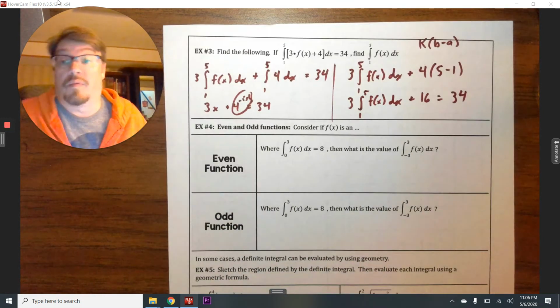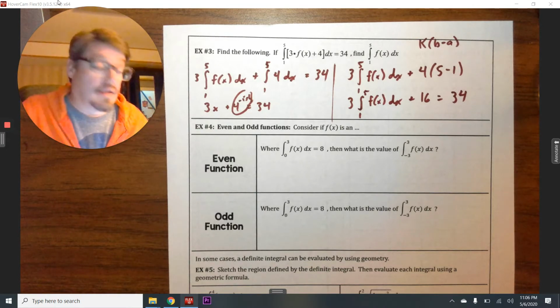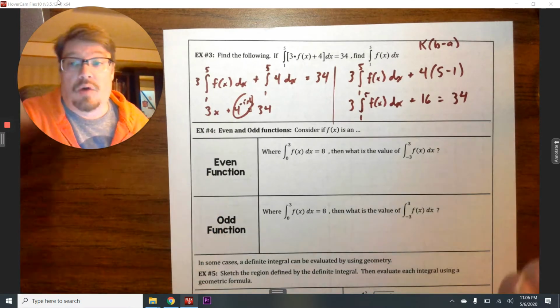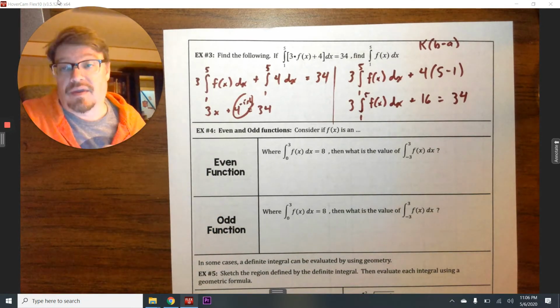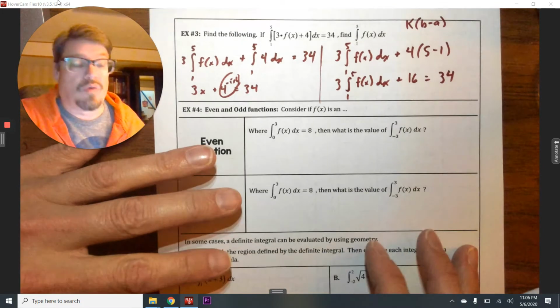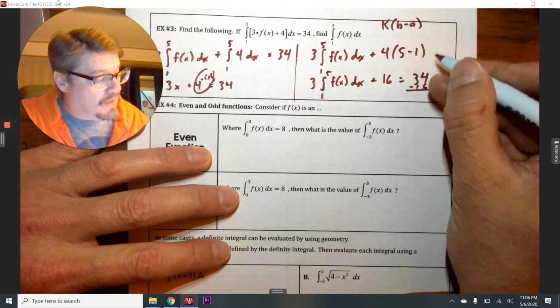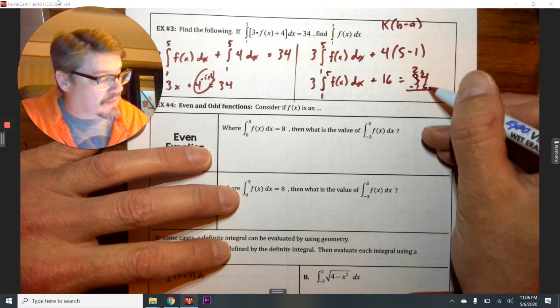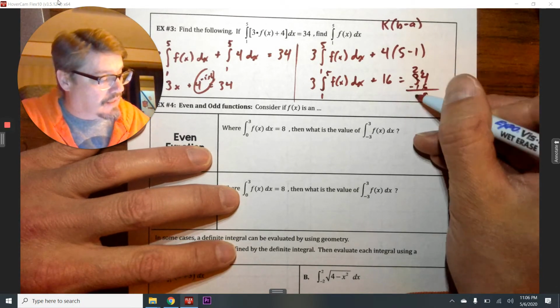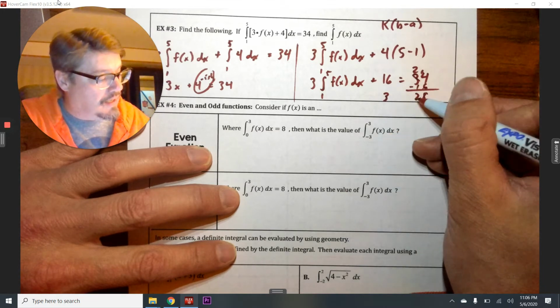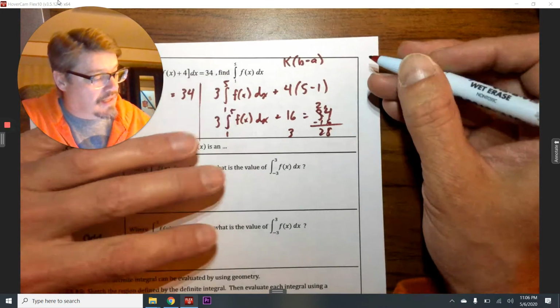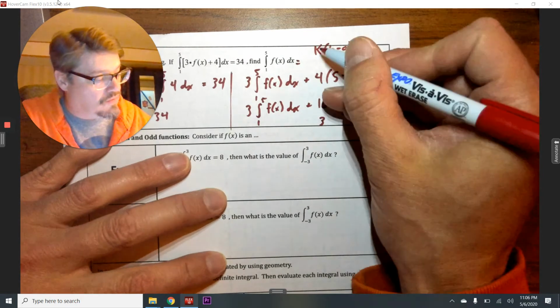Believe it or not, this is 8th grade. Because this whole thing is an area that we don't know, but we know we multiply by 3, we add 16, and we get 34. So I'm going to subtract 16 from both sides. I get 2, 1, that's going to be 8, and then that's 2, and then that's 3. So it looks like it actually equals 28 divided by 3.